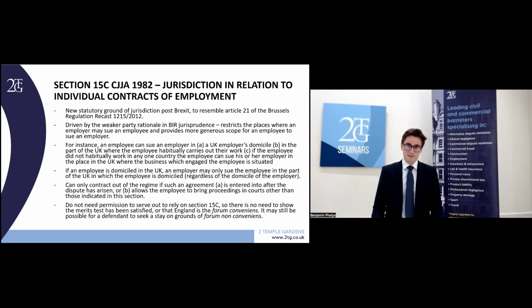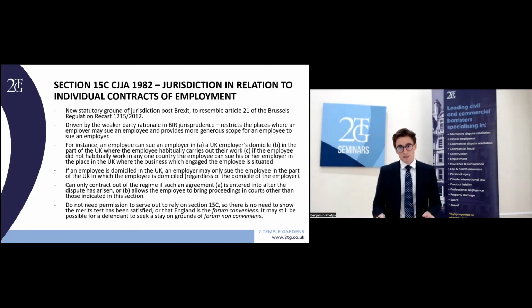Now, what's interesting about Section 15C is it is not a jurisdictional gateway. It's not in Practice Direction 6B. Rather, it is a statutory grant of jurisdiction in Section 15C. So there is no need to seek permission to serve out. You do not need to satisfy, for instance, on that application, that the merits test has been satisfied, and you do not need to show that England is the forum conveniens. However, it is possible for a defendant potentially to seek a stay of those proceedings on grounds of forum non conveniens.